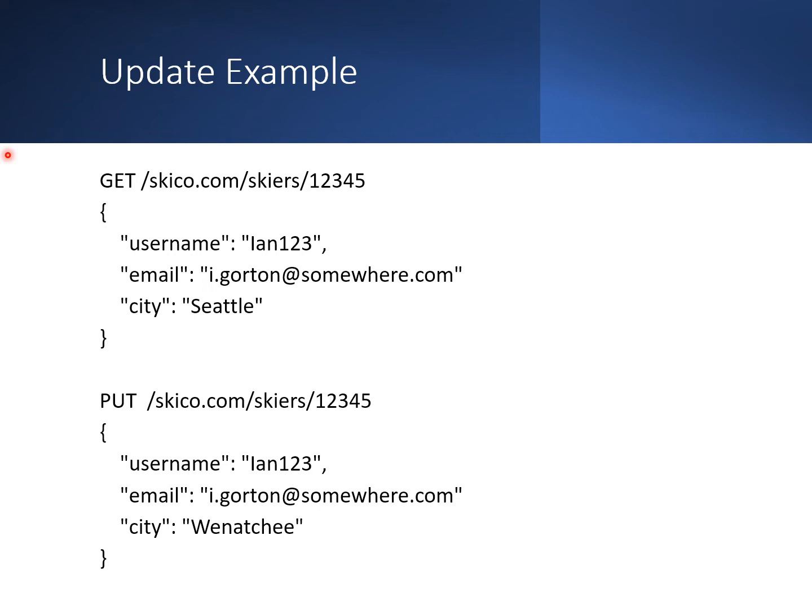For example, a successful request to a HTTP GET example here will return a HTTP 200 response code and the results formatted in JSON, as you can see here with the username, email, and city. To change the skier's city, the client could then issue a PUT request to the same URI with the request body representing the updated skier profile. In this case, the city is changed to Wenatchee.